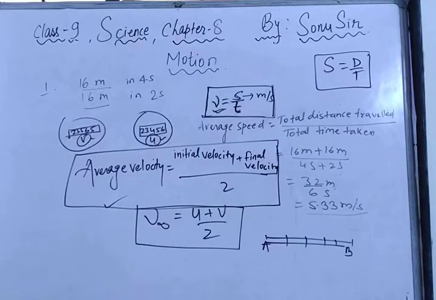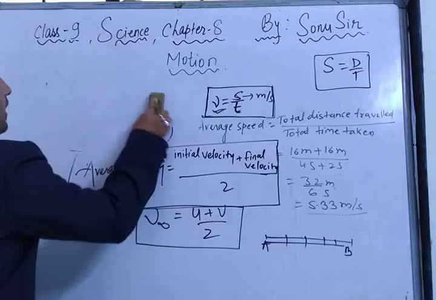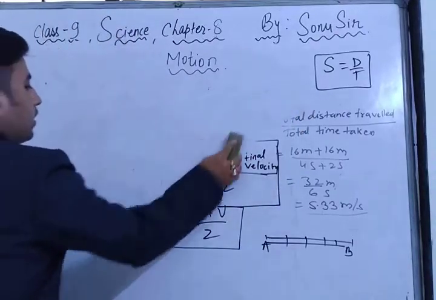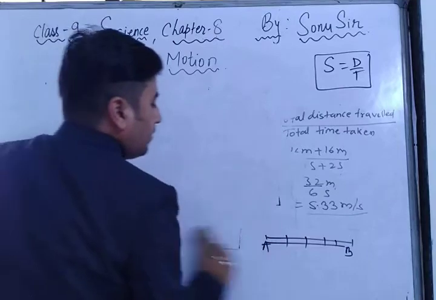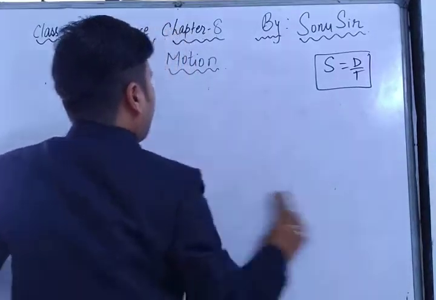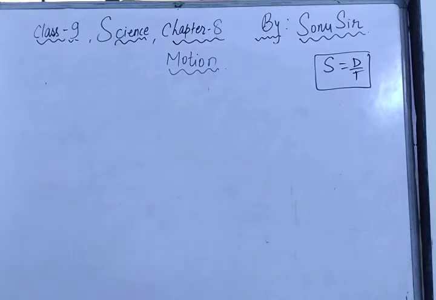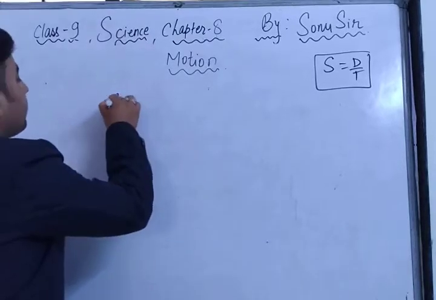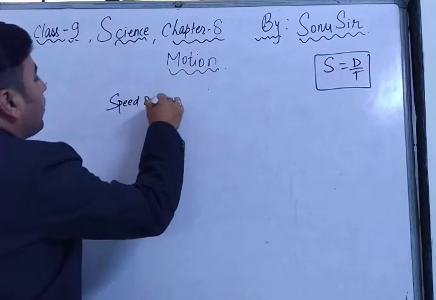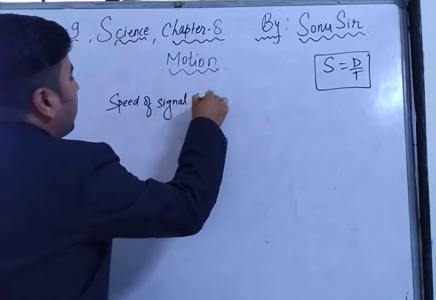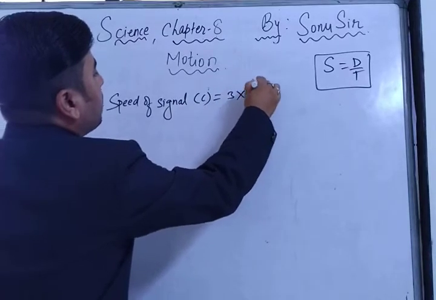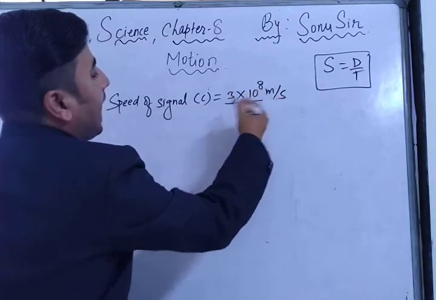See, speed is given and time is given. You have to calculate the distance. Speed is given and time is given. You have to calculate only the distance in this numerical. See, there is one space station and the question is saying that the speed of light is the speed of that same signal. So speed of signal, you can write speed of signal, is equal to speed of light, which we can write as c. What is the speed of light? 3 into 10 to the power 8 meter per second, means 3 lakh kilometer per second.